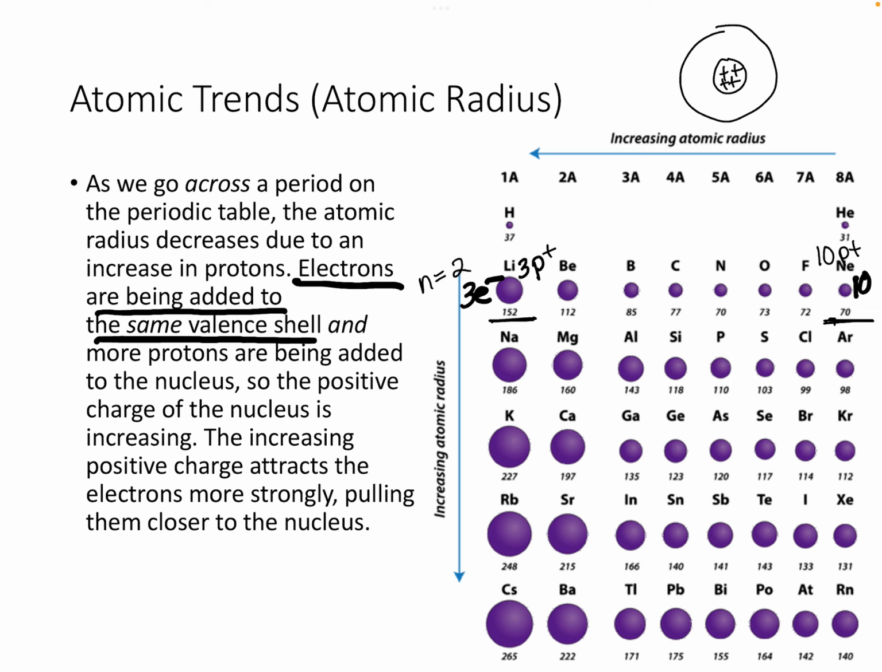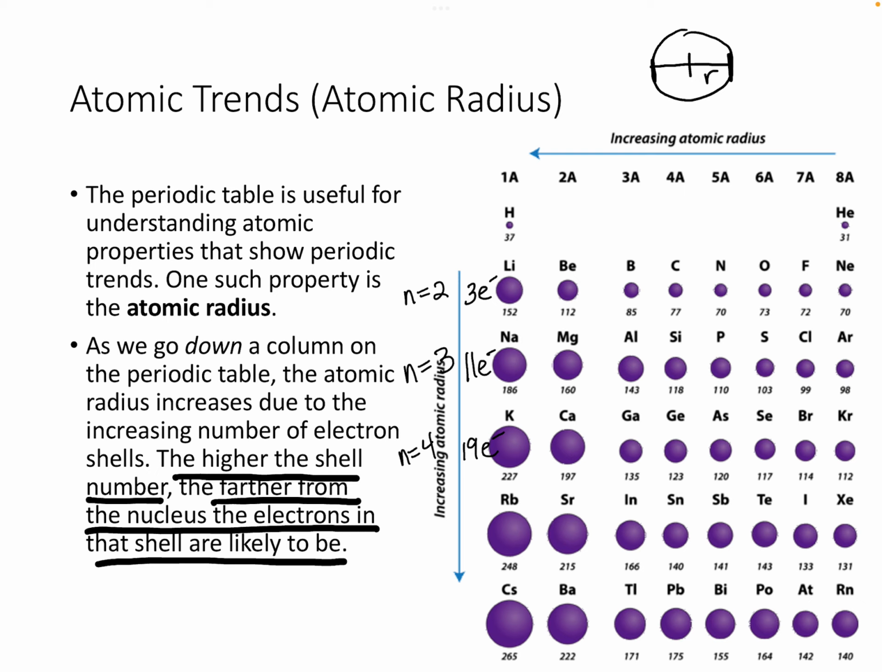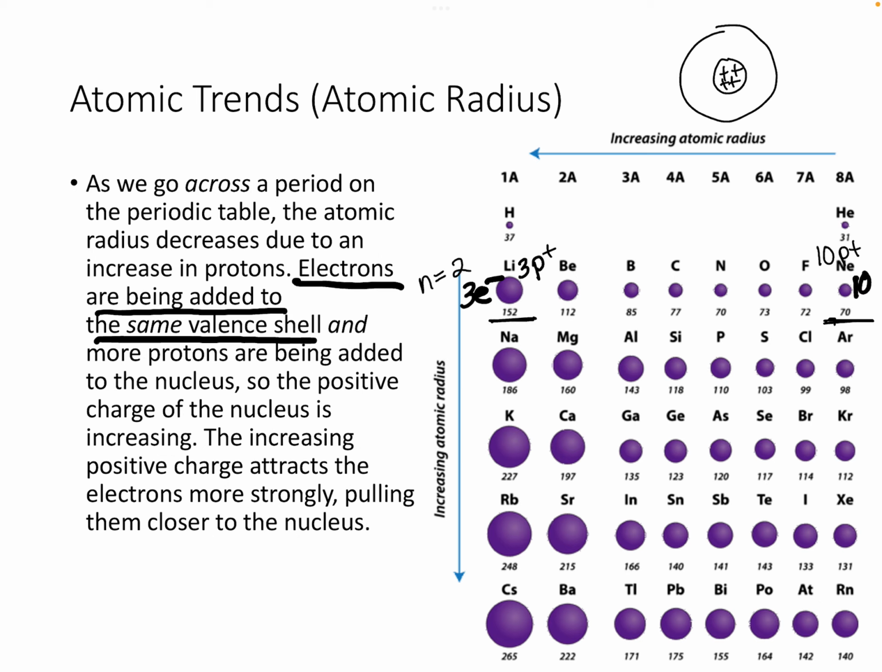So remember, when we're going down a column, we think about the number of electrons. So the more electrons an atom has, the bigger the atom. But when we're going across a row, the size is going to decrease going from left to right because we're adding more protons, more positive charges.